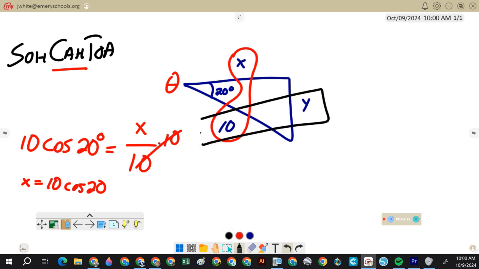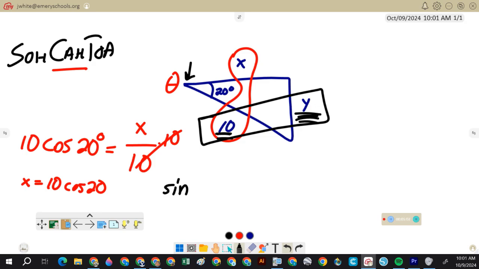What ratio would I pick to use those? What ratio is going to use the Y and the 10? Well, what is the name of the Y side, with reference to 20? So if this is my angle, what is the name of this side? Opposite. And what is the name of this side? Hypotenuse. So I need to choose the one that uses O and H. That would be sine. So I write it out.